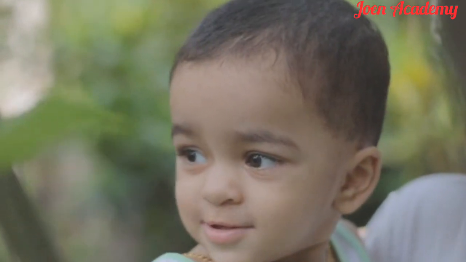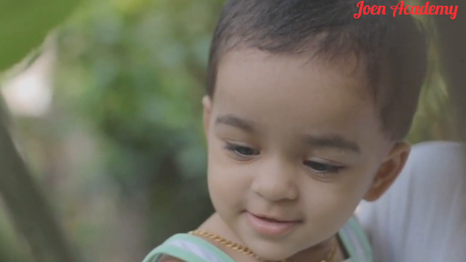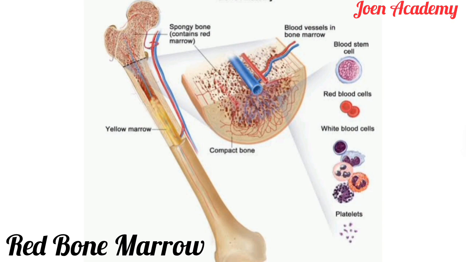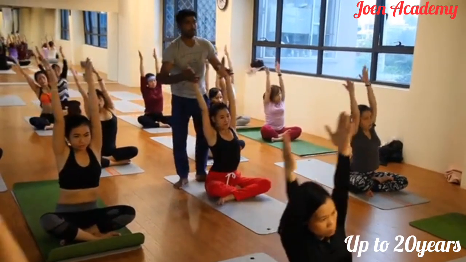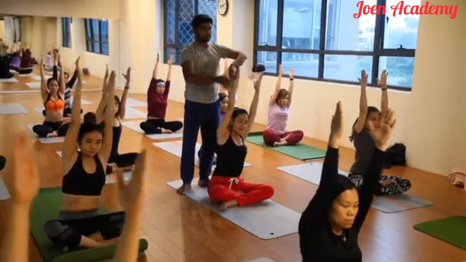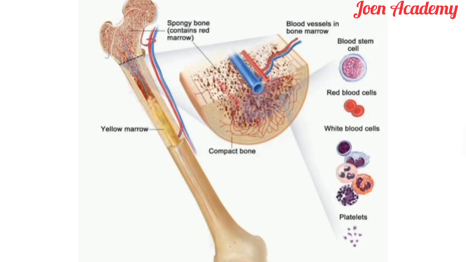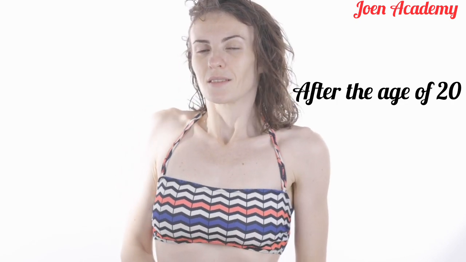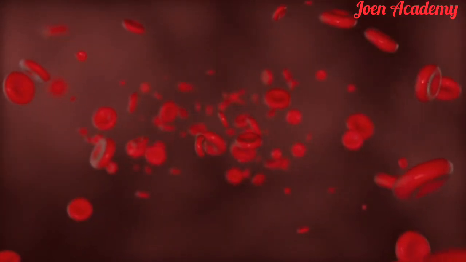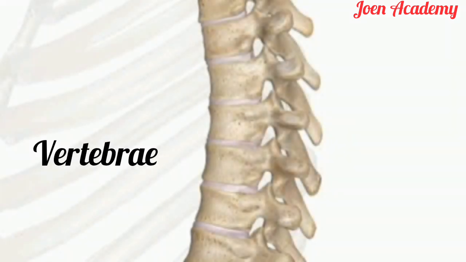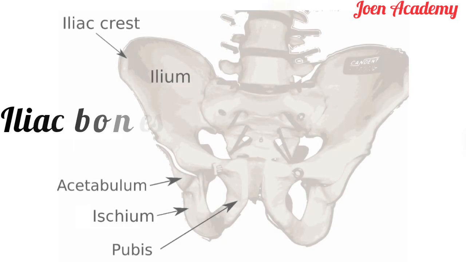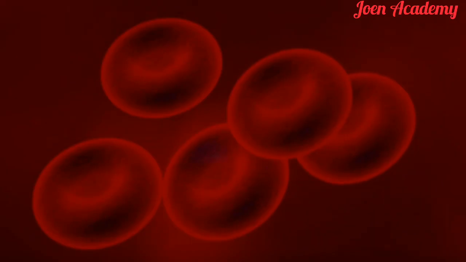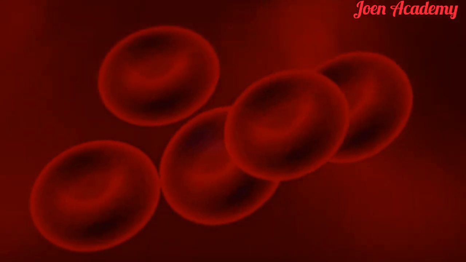In the newborn babies, growing children and adults, the red blood cells are produced only from the red bone marrows. Up to the age of 20, the red blood cells are produced from the red bone marrow of all bones, be it long bones or flat bones. After the age of 20 years, the red blood cells are then produced only from the membranous bones like the vertebra, the sternum, the ribs, the scapula, the iliac bones, and the skull bones. Also, the red blood cells are produced from the ends of long bones.